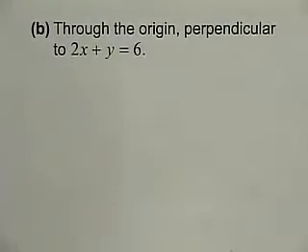Let's take a look at this next example. Here we're asked to find the equation of the line that goes through the origin and is perpendicular to the line 2x plus y equals 6. We'll start this the same way. We'll take the line that we're given as perpendicular and find the slope of that line so we can use that result to find the slope of the line we're interested in.